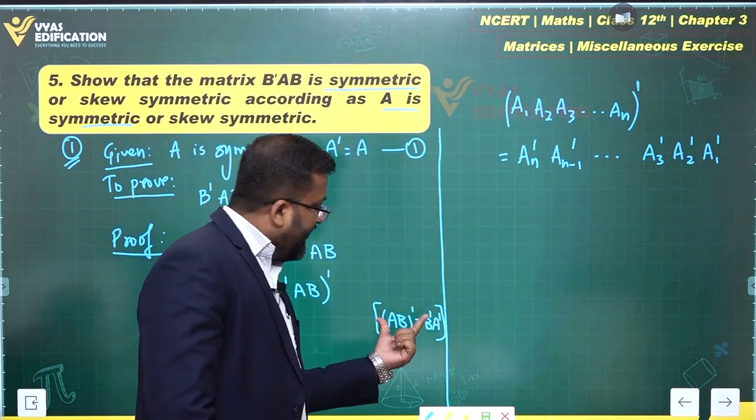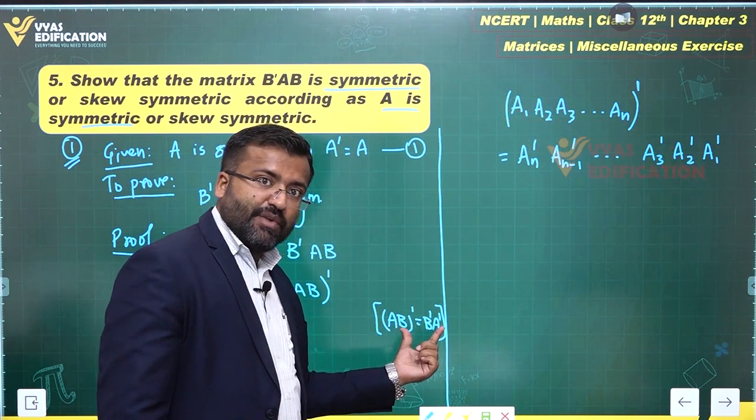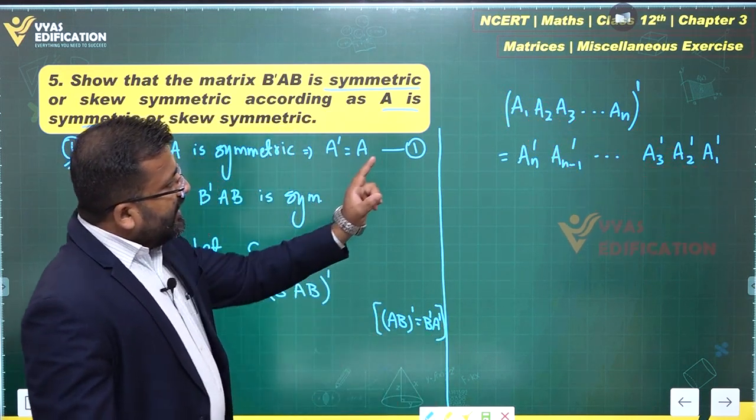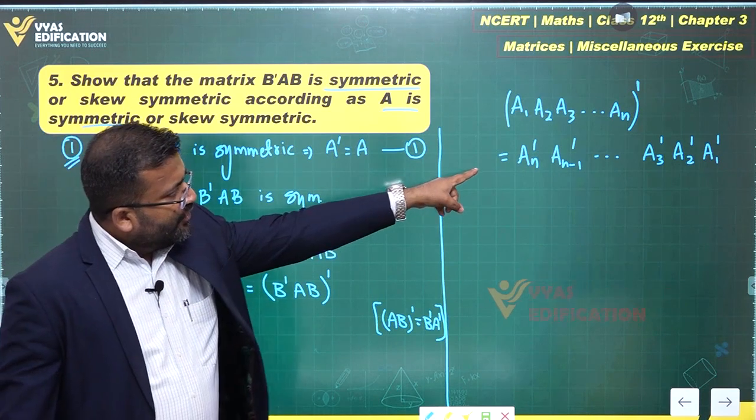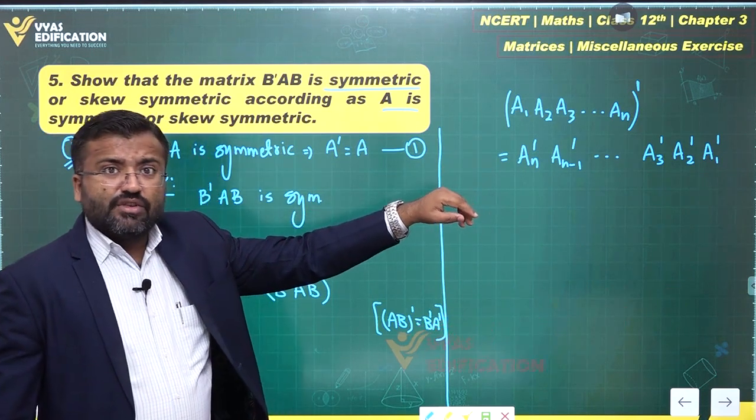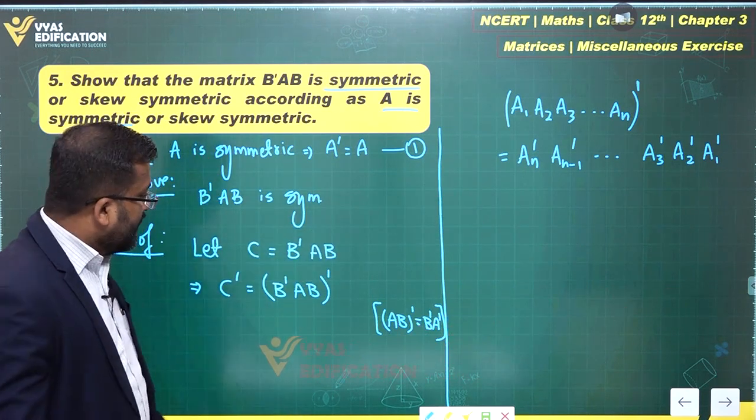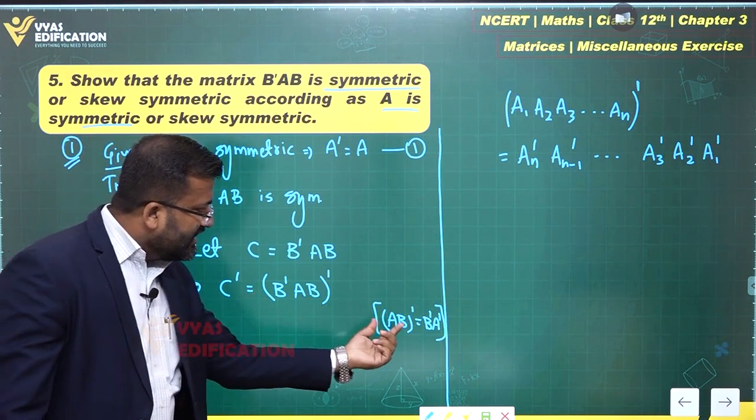This is obtained by expanding this. Is this property written in the NCERT? No, this is not written in the NCERT. So you will not worry about that. What we'll do is we'll solve using this only.